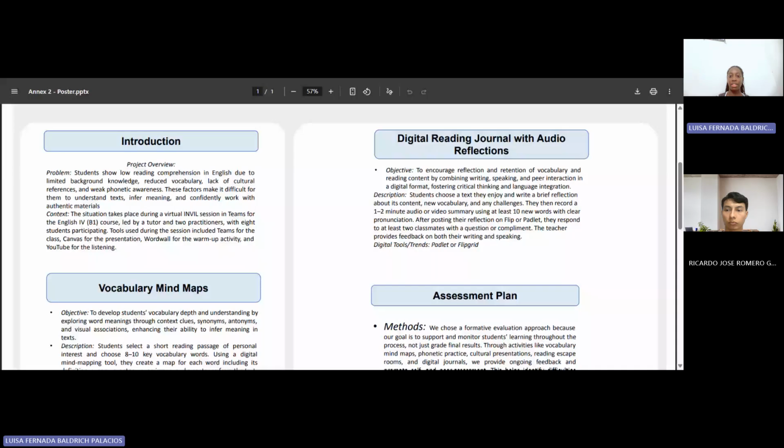The main goal of our project is to help students improve their reading comprehension by working on three important areas: vocabulary, phonetics, and cultural understanding. We find that many students have problems reading in English because they have little background knowledge, limited vocabulary, and difficulties with pronunciation, and this makes it hard for them to understand texts and infer meanings.